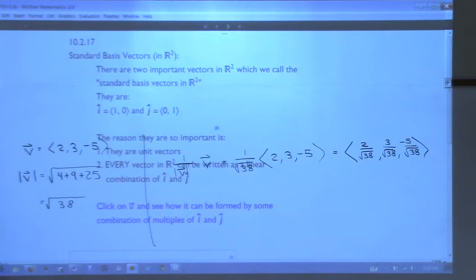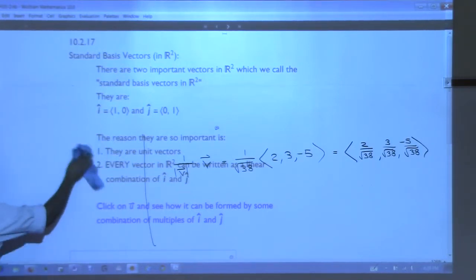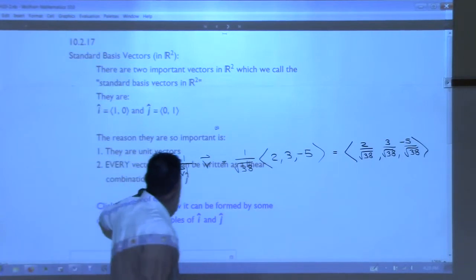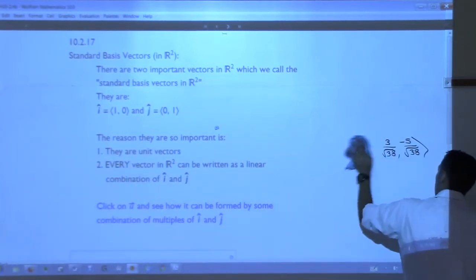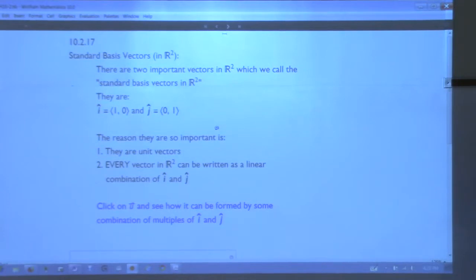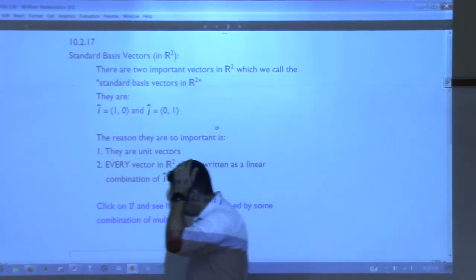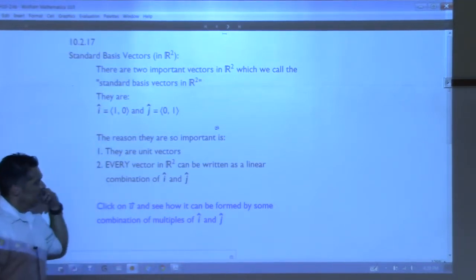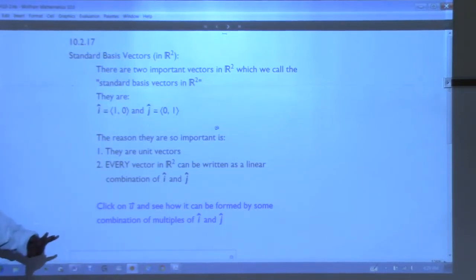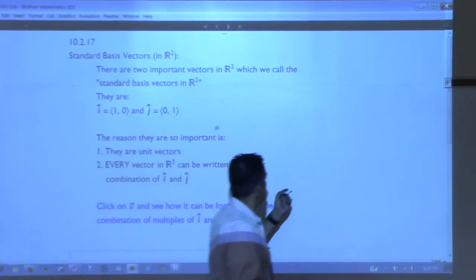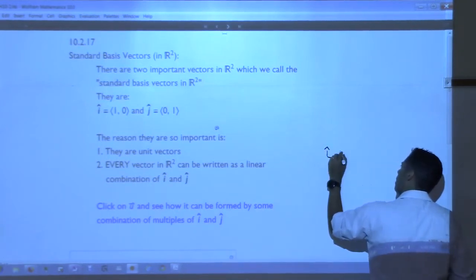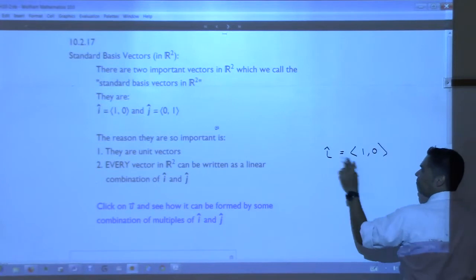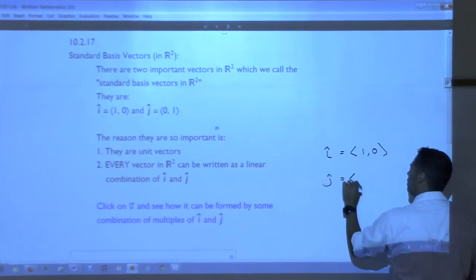Standard basis vectors. There are some important vectors that we use in a lot of application courses, physics, chemistry, engineering, these standard basis vectors. Now you may have heard of them, i hat, j hat, k hat. Have you all heard those before? Let's first talk in two-dimensional space. In two-dimensional space, you have this thing called i hat, which is the vector 1, 0. And then you have the vector j hat, which is 0, 1.